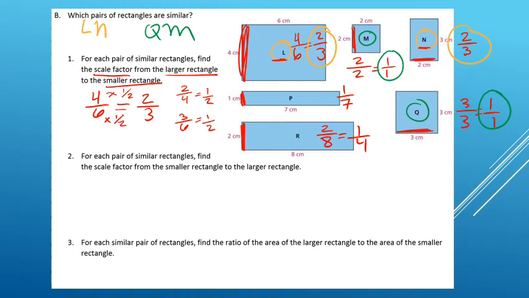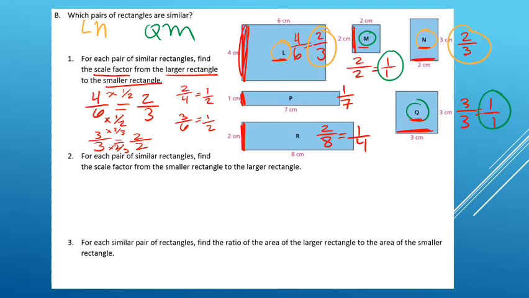And then I'm also going to think about the other set of similar rectangles. So I have M and Q, and so Q is the larger shape, so 3 over 3, to the smaller shape, M, 2 over 2. And I'm looking for that scale factor. And this one is going to be times 2/3.